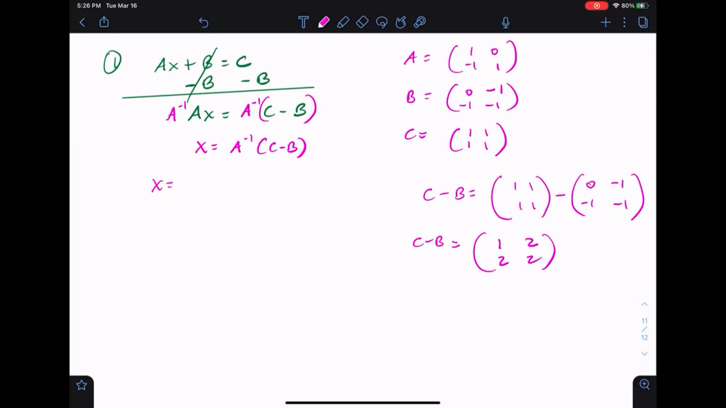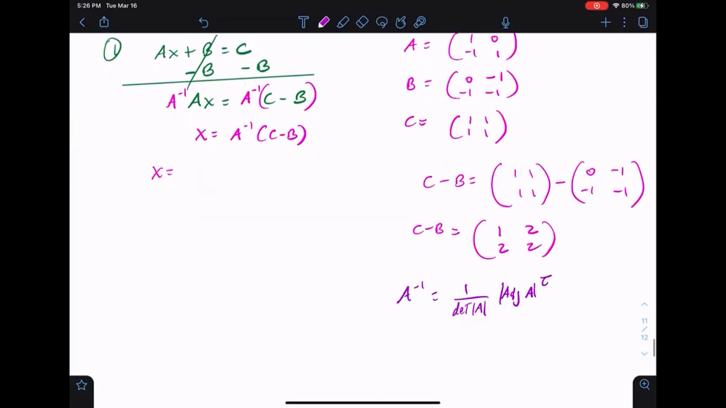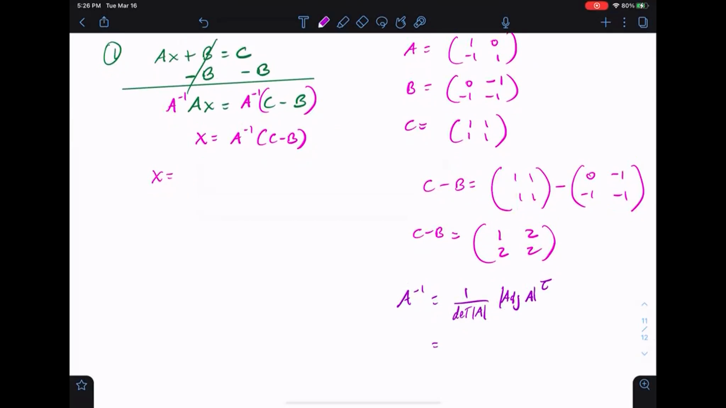And A inverse, we need to compute it, right? That's not a big deal because A inverse, for a 2 by 2, is just 1 over the determinant of A times the adjoint of A transpose, right? So if we do that, the determinant of matrix A is just 1, right? Because it's 1 minus 0, so it's just 1.